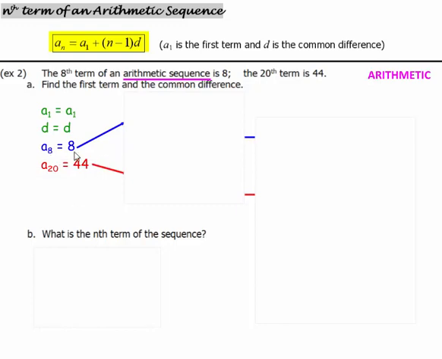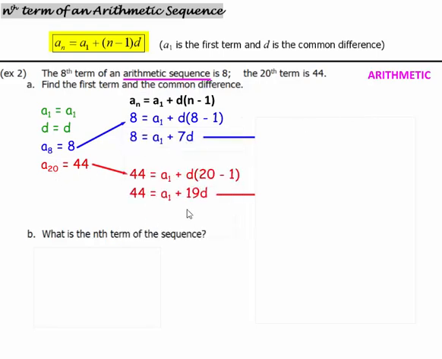So we know this information. So if the 8th term is 8, we can write it this way. And if the 20th term is 44, we can write it this way. And each one I distributed and combined like terms as necessary. Okay, so now we have two equations with a1 and d as our variables. We can solve that system of equations.